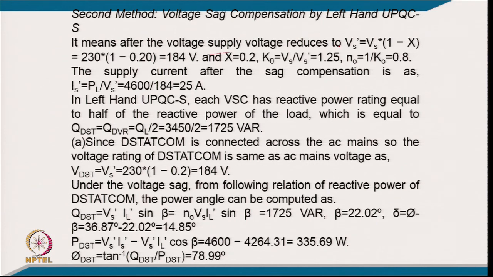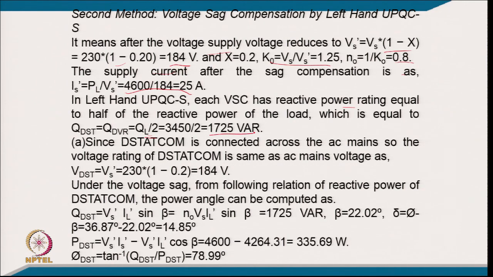And the second method for voltage sag compensation is by left hand VCs. It means after the sag compensation the voltage reduces to typically 230.8, so it becomes 184, and K_0 in the phasor diagram is 1.25 and delta_0 is 1 upon K_0. So, the supply current after the sag compensation is typically 4600 divided by 184, that is 25 ampere, and the left hand UPQC has each VSC reactive power rating equal to half of the reactive power, that is the load reactive power by 2.